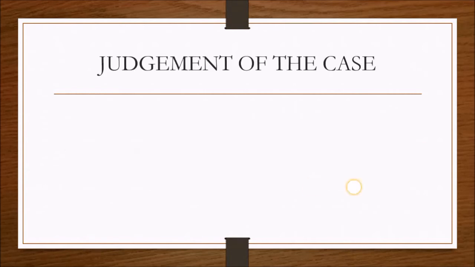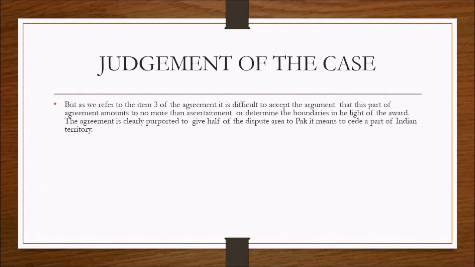Then we go to the further judgment of the case. But as we refer to item 3 of the agreement, it is difficult to accept the argument that this part of the agreement amounts to no more than ascertainment or determination of the boundary in the light of the award. The agreement is clearly purported to give half of the disputed area to Pakistan. It means to cede a part of Indian territory.